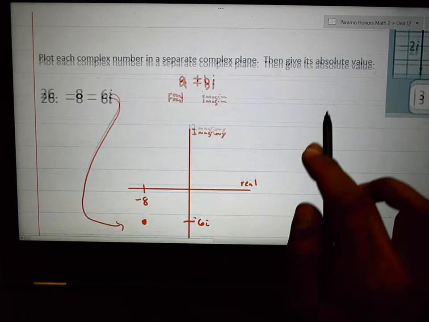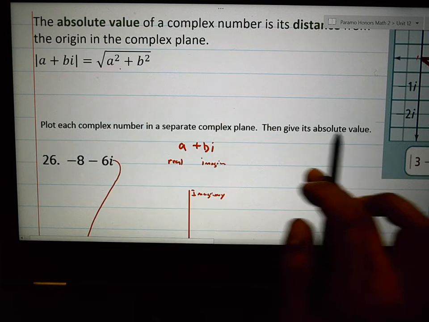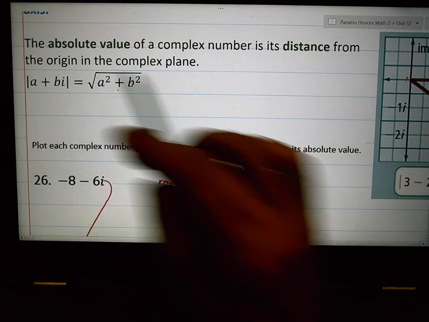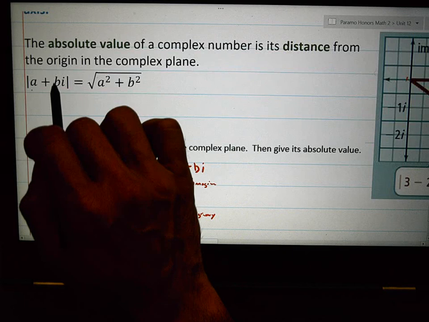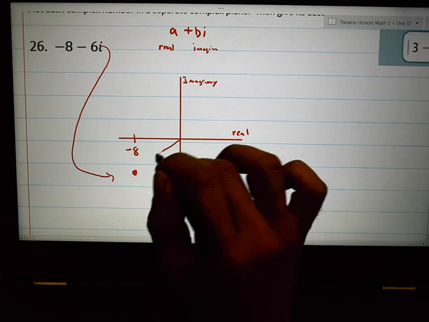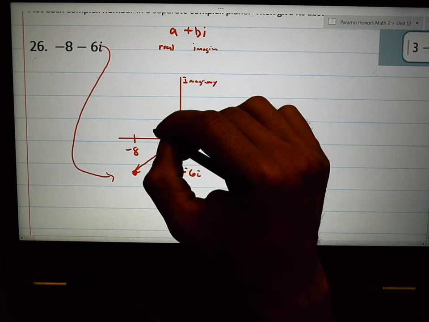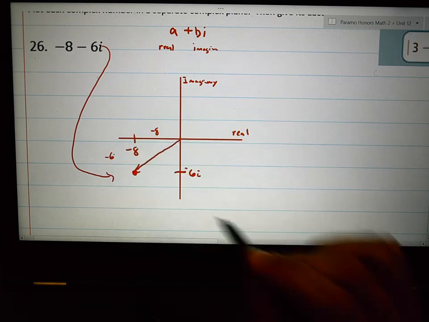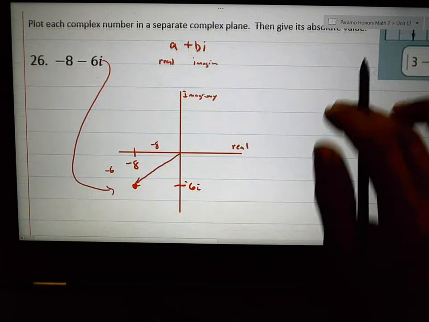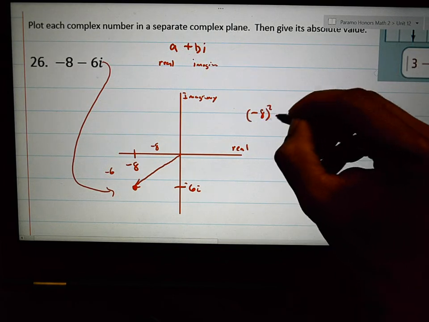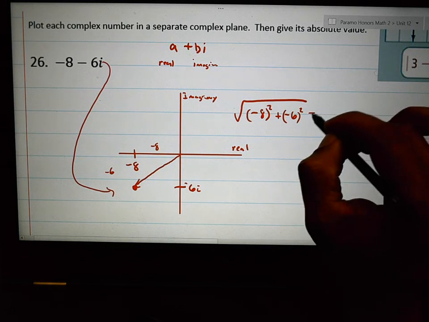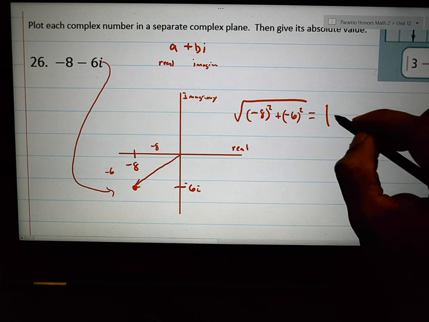The absolute value is the only one that we didn't really talk about. It's just the distance of the object. It's just the Pythagorean theorem on that distance. We just take the a, we square, we take the b, we square, we add it up and square root. What does that mean? That means if I need to find this distance, I'm going to do the Pythagorean theorem on this distance and on this distance. And notice you can ignore the i when you're doing the b squared. I just do negative 8 squared in parentheses plus negative 6 squared in parentheses, and I take the square root of that. And that is going to be the same thing as the absolute value of negative 8 minus 6i.